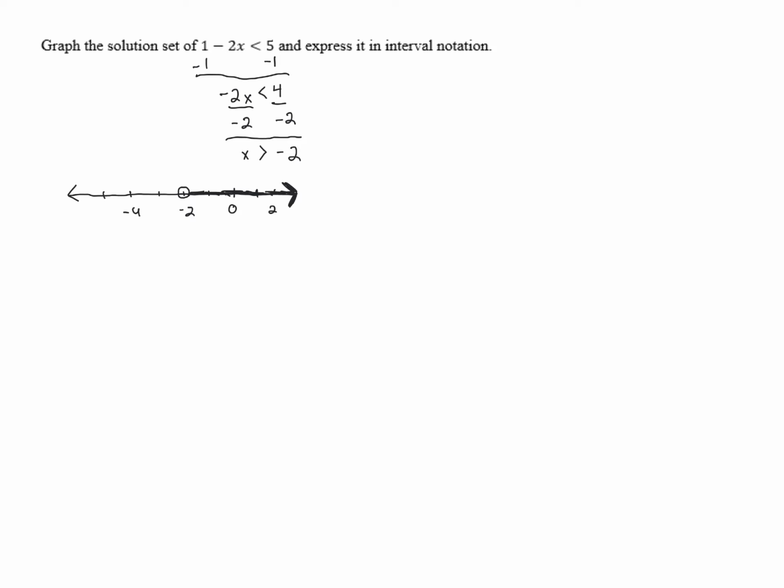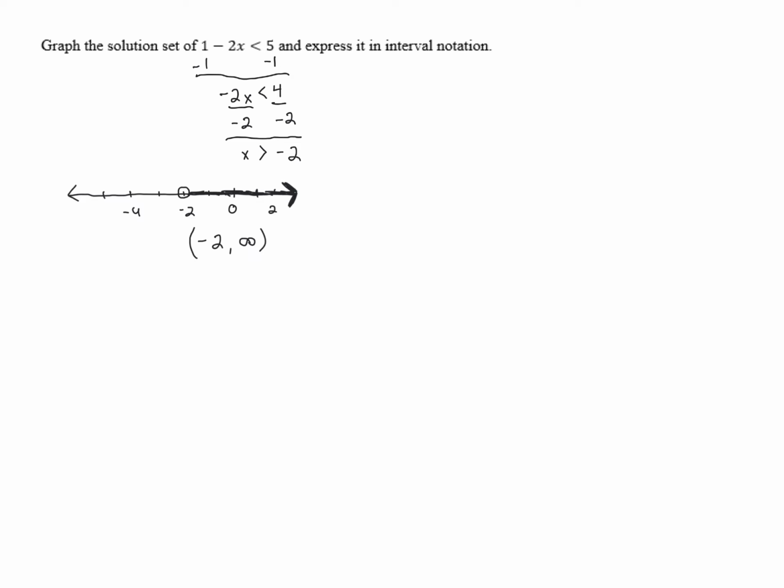Lastly, we need to express this in interval notation. What will our interval notation look like? Because we're graphing from negative 2 to infinity, we're going to have negative 2 comma infinity. Infinity will always have a parenthesis, and in this case, negative 2 will have a parenthesis because it's an open circle, which means that negative 2 is not in our solution set. So we've got parenthesis, negative 2, comma, infinity, closed parenthesis.